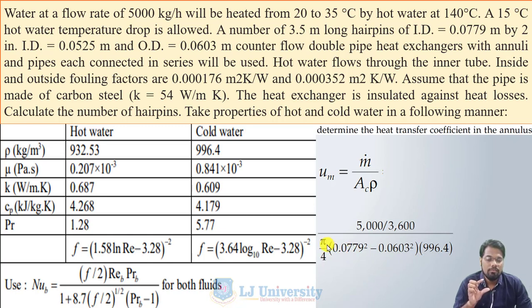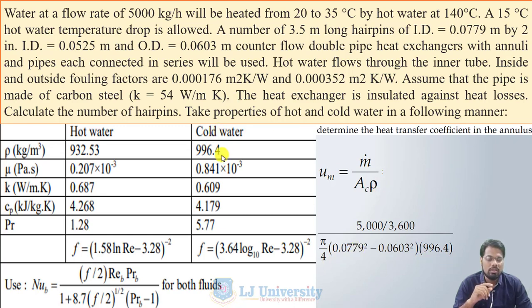So for that cross sectional area, this π/4 D² with 0.0779 squared represents the total cross sectional area of the pipe. Now from this total cross sectional area, we have to deduct the area occupied by the inner tube, which is π/4 d², where d is the outer diameter of the inner tube, 0.0603. So π/4 (Di² minus Do²) is common, multiplied by the density.